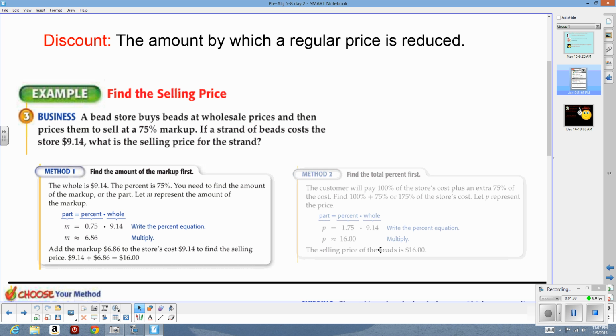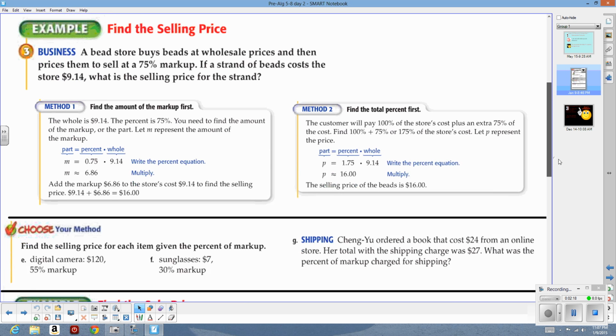The shortcut method is that the customer is going to pay 100% of the cost of the beads plus another 75% increase or markup. So they're going to pay a total of 175% of the cost. So 175% is 1.75 times the price that they paid for the beads, and you get right to $16. You don't have to do that added step of adding it on to the price that they paid because we already took that into account when we did 100% plus the 75%. You can choose whichever method you prefer.